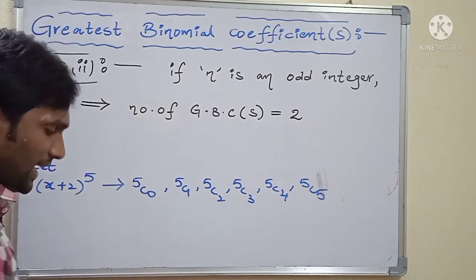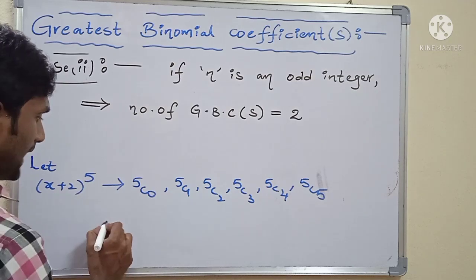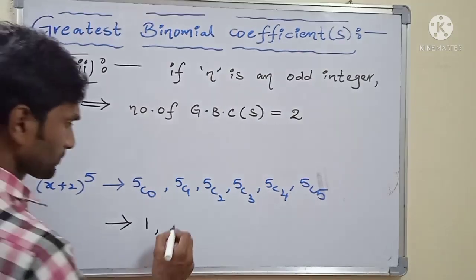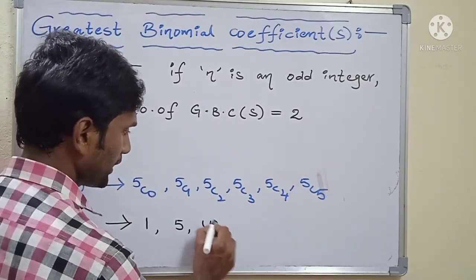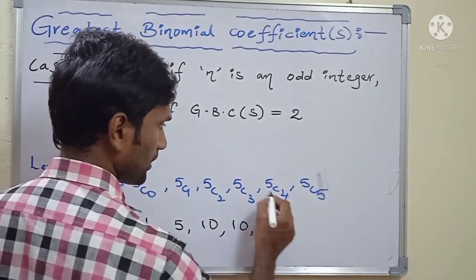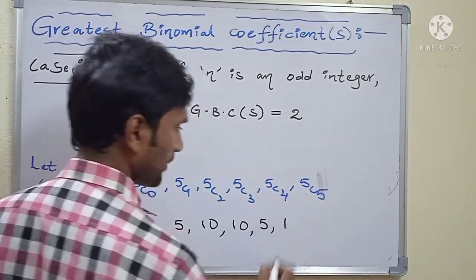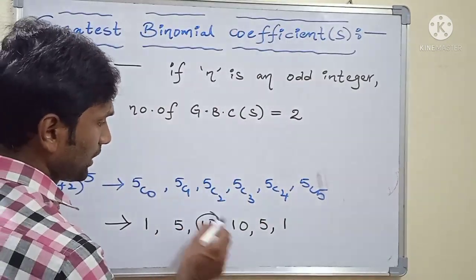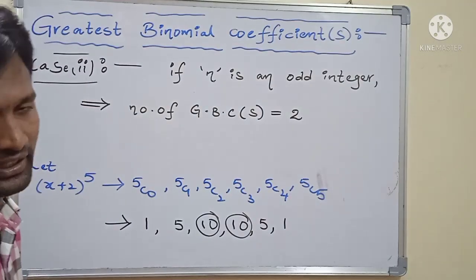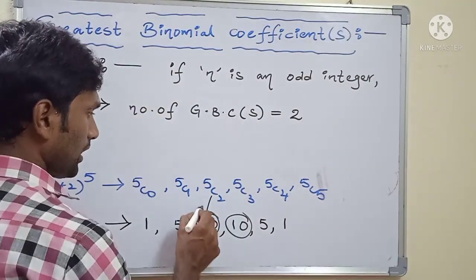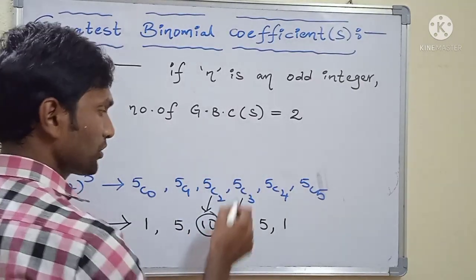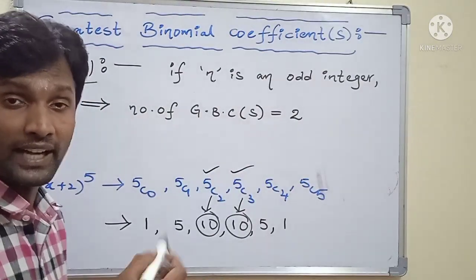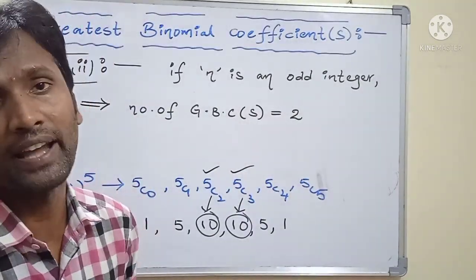So to identify the greatest binomial coefficient, now write the values of all these binomial coefficients. 5C0 means 1, 5C1 is 5, 5C2 is 10, 5C3 also 10, 5C4 is 5, 5C5 is 1. By observing the values of all these binomial coefficients, 10 is the highest value. 10 means 5C2 and 5C3, so 5C2 and 5C3 both are the greatest binomial coefficients of the given expansion.